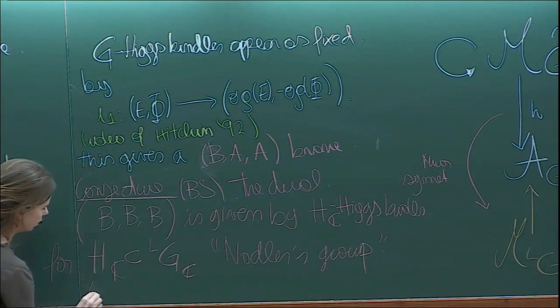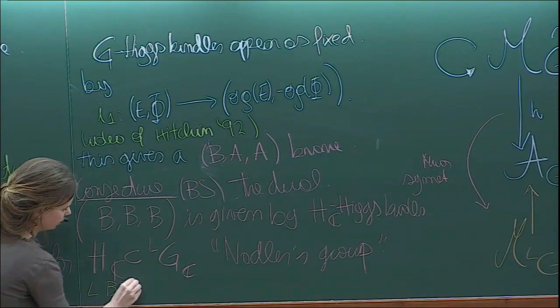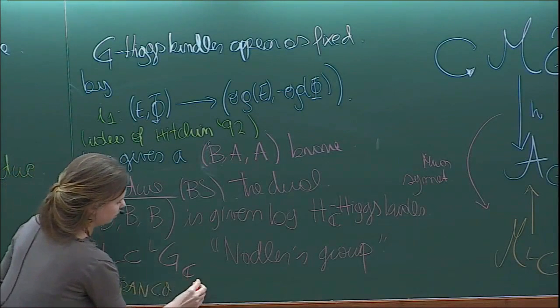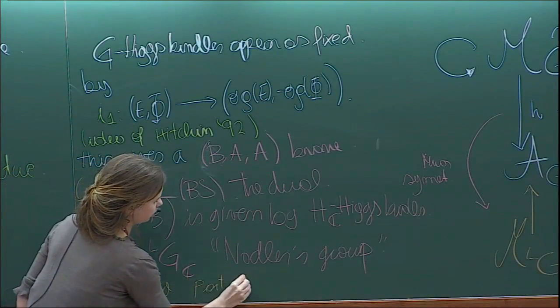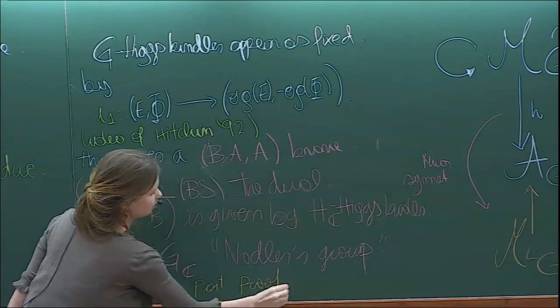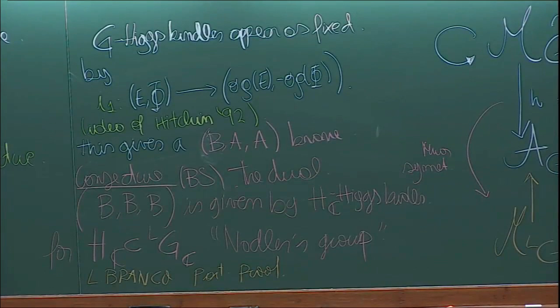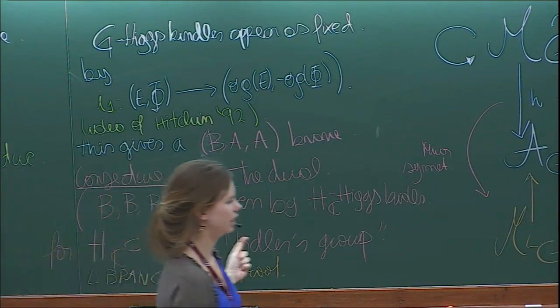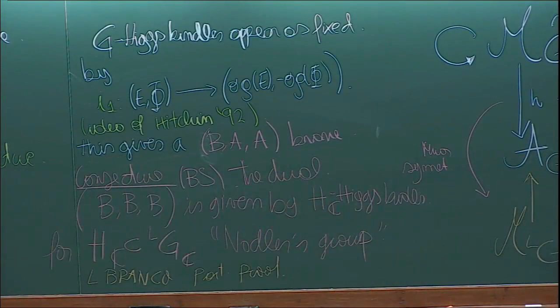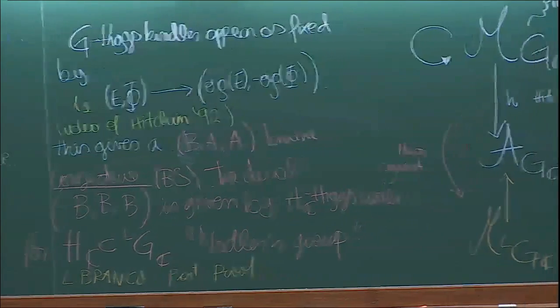Hopefully by next year, Lucas Branco has a partial proof in some cases. He's a student at Oxford with Nigel Hitchin. So in three groups that I'll tell you about, he has a possible proof. Hopefully his thesis will be about that.